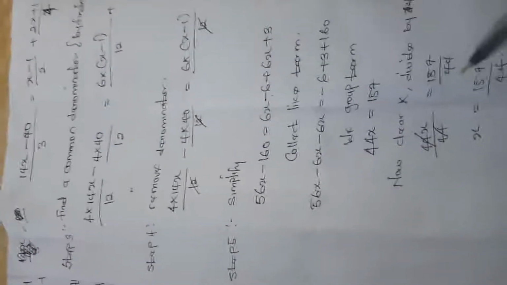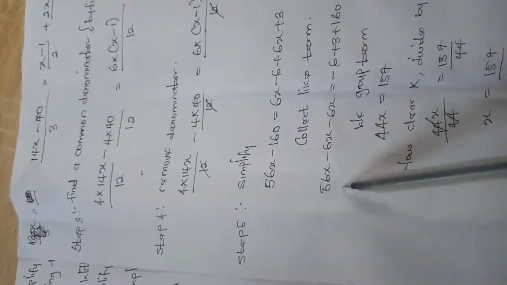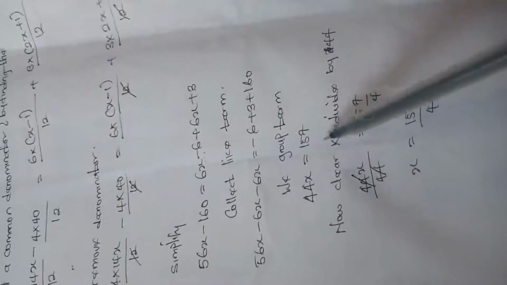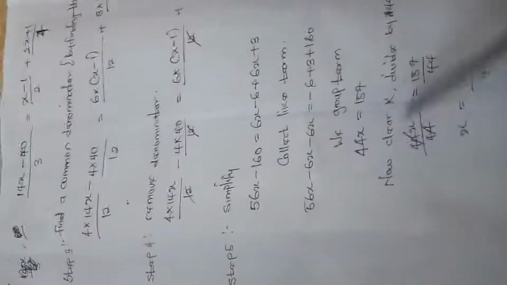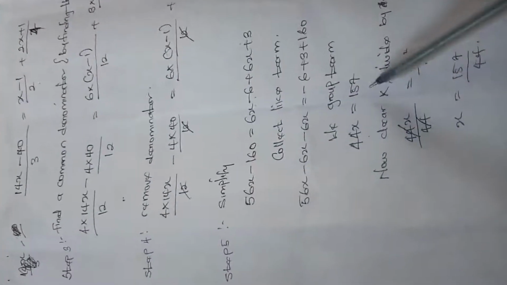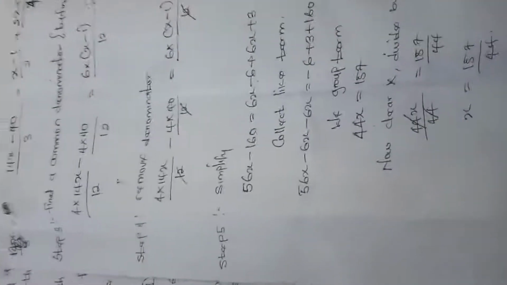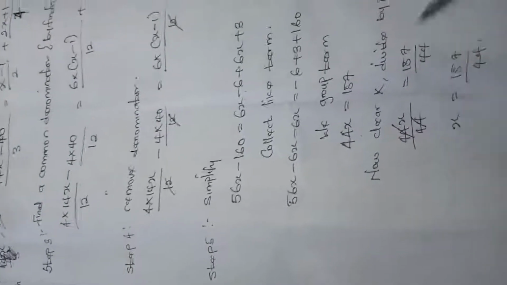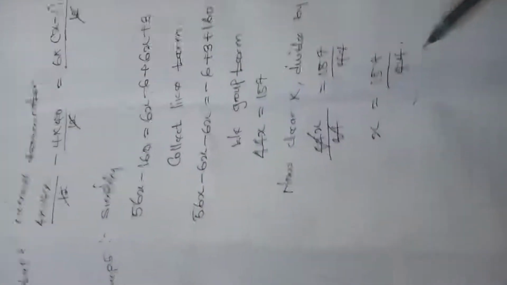We are moving terms from one side to the other. We collect the terms and group them. Now we have this and this. Calculate x by dividing both sides by 44. That's your final answer.